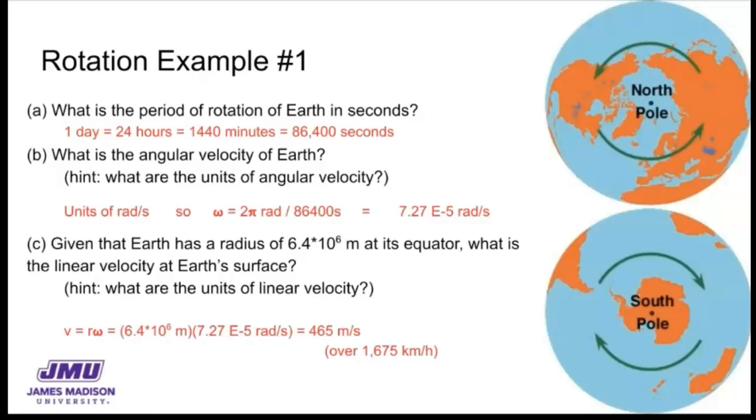And if you want to check that, you can calculate how long it would take you to travel the circumference of the Earth at that speed, and you'll come up with about 24 hours. In fact, it should be exactly 24 hours. Okay, let's take a look at another example, and this one is not rotation. In fact, the next three are not rotation, but instead are uniform circular motion.